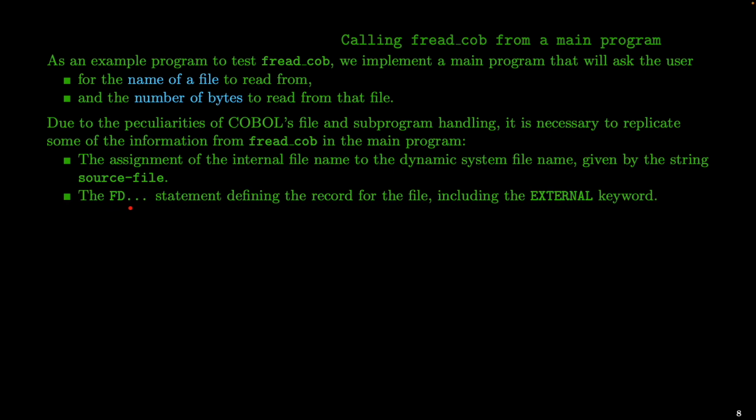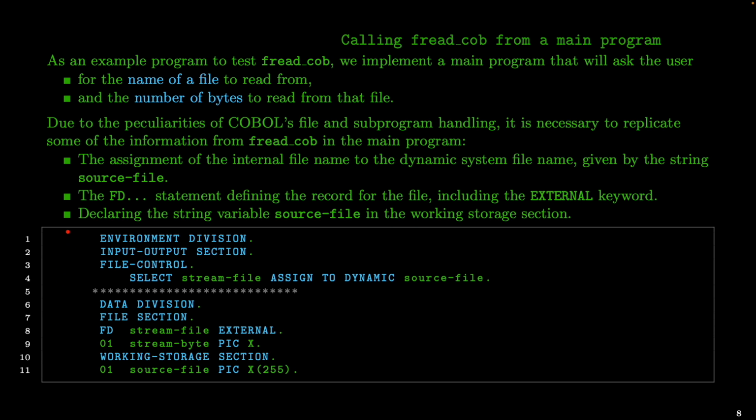We must replicate the FD statement that defines the record for the file, including the external keyword. And we must declare the string variable source file in the working storage section that will hold the dynamic file name that we want to read from. So this is what this would look like in our calling main program. So let's start implementing the main program.